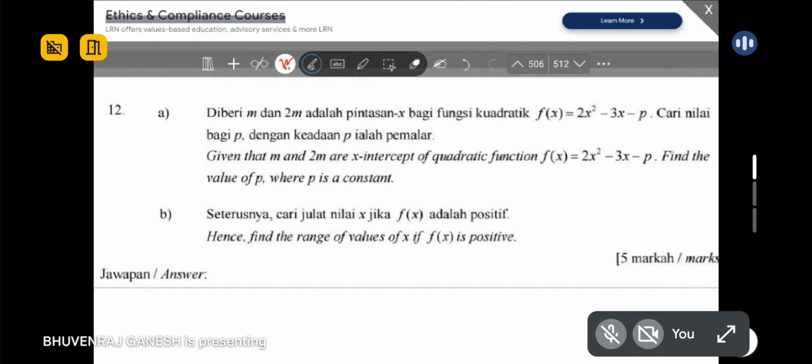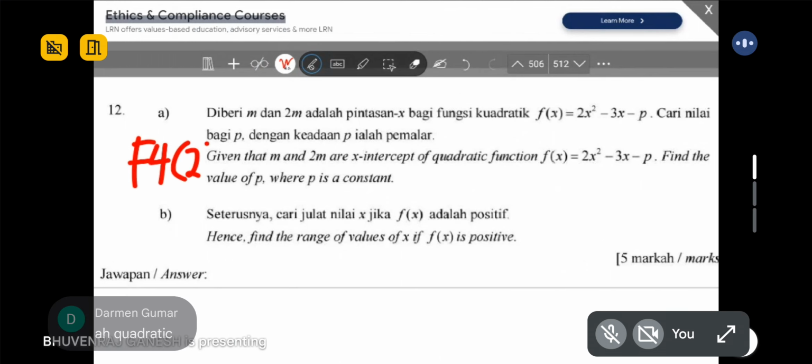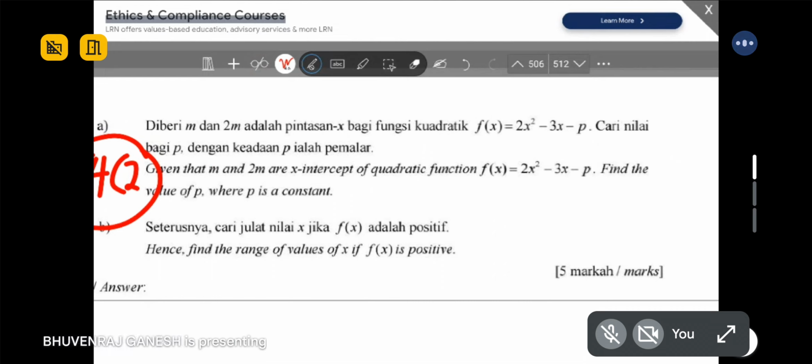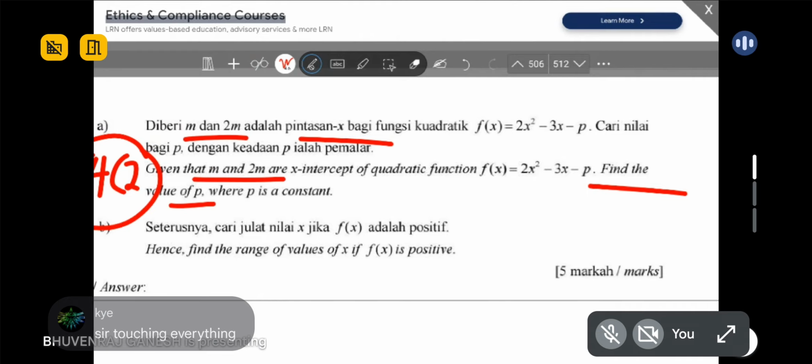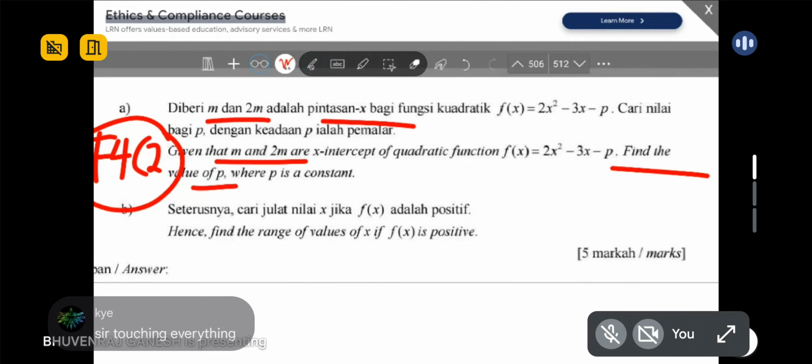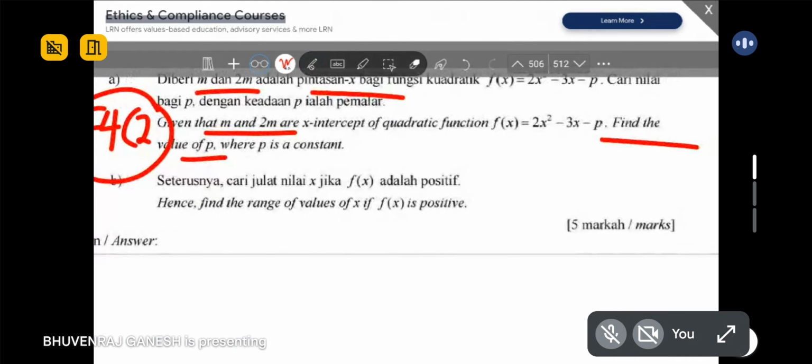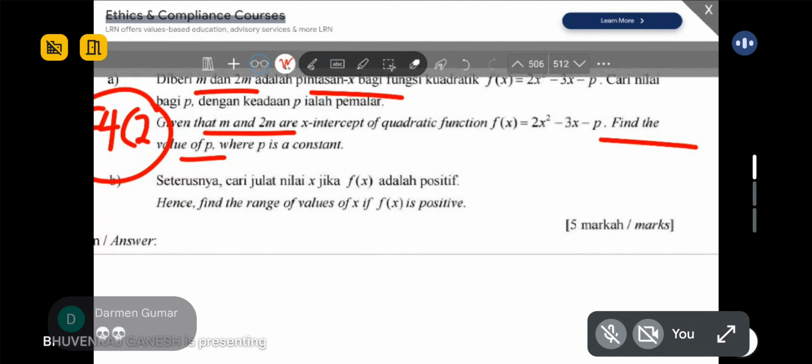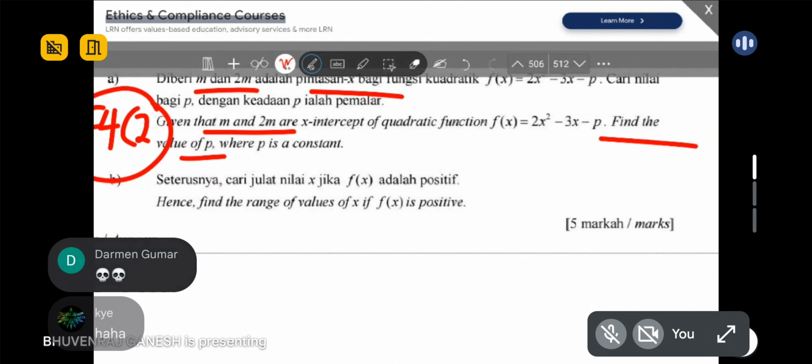Okay, so question number 12. So this one is about quadratic. Who don't like quadratic? Form 4 chapter 2. All the topic we already touched lah, guys. Okay, so for this one, they ask you to find the value of P. So the info is M and 2M are the x-intercept, pintasan X. Okay, so you can do simultaneous. Yeah, I think simultaneous is the best thing over here.